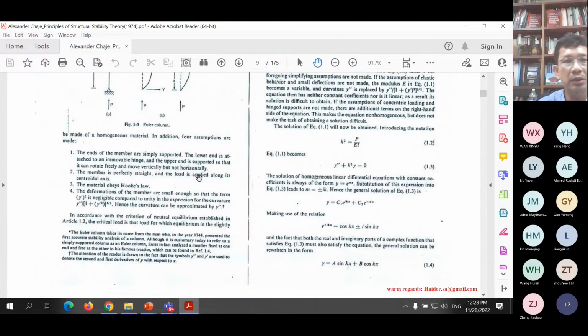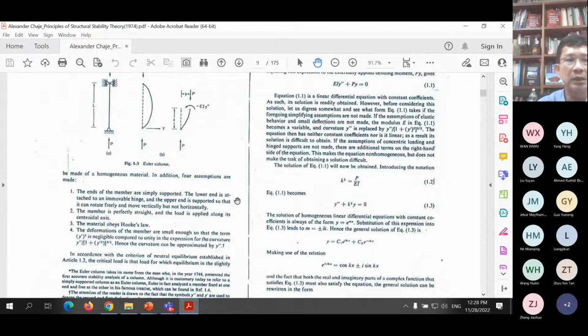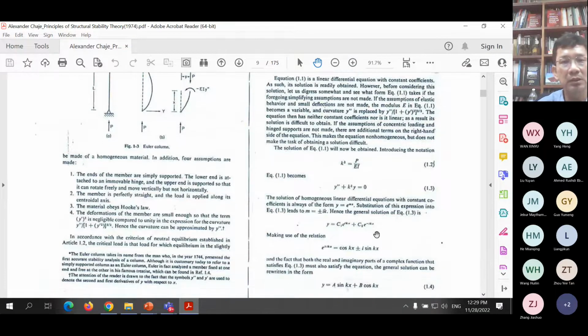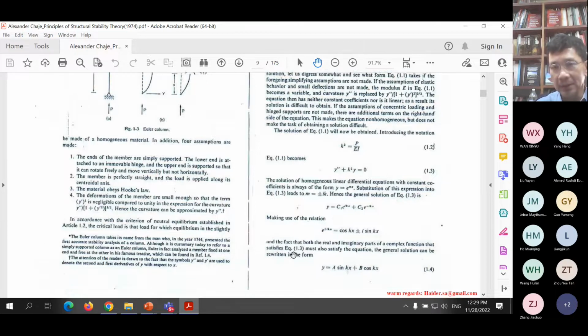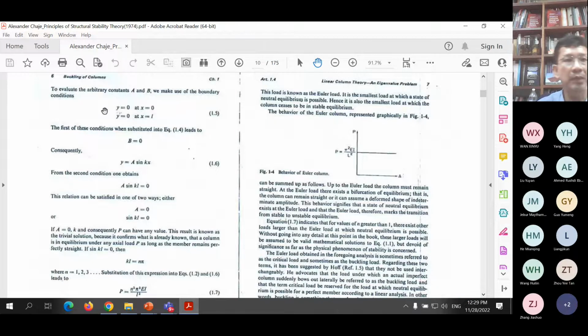For the boundary conditions, we have to go back to the assumptions made for the Euler column. The Euler column has two ends. Both ends are pinned. So what are the conditions on y, and what is the condition on y prime, the slope at this end here? Those are the boundary conditions that we need in order to determine A and B here. So that is the next step, to find the suitable boundary conditions.